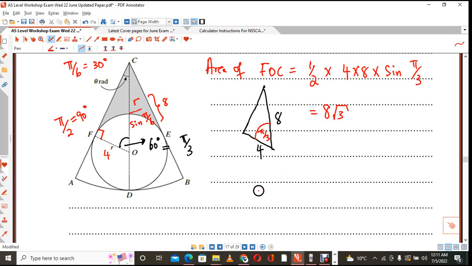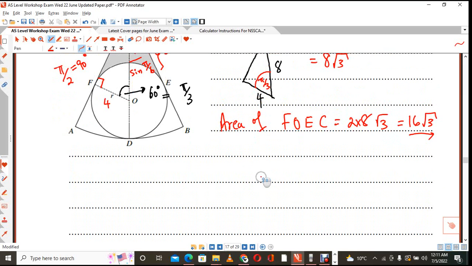So the area now of the whole thing, because that was just one half, so the area of FOEC will be 2 times 8 root 3, which is nothing but 16 root 3. Okay, so I took care of that. Now what is the next step?